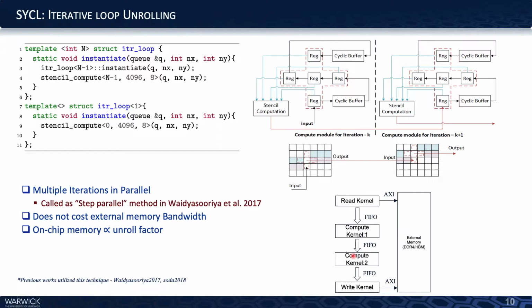The diagram shows this circuit to be replicated. Hence, resource consumption is proportional to the number of compute kernels. Usually, the previously seen self-parallel method and this step-parallel method are combined to get the best performance on FPGAs. When it comes to codifying using SYCL, we use template specialization to unroll the iterative loop.